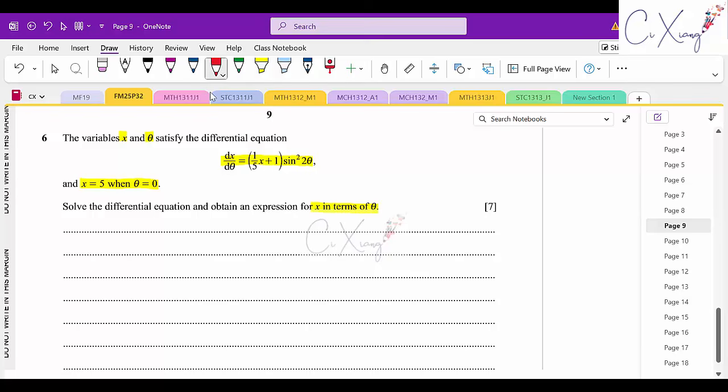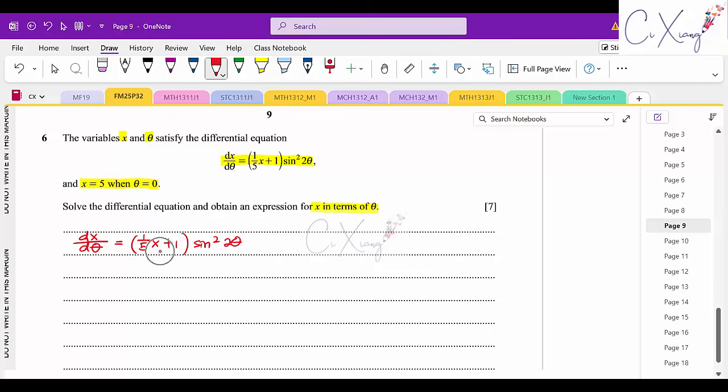Alright, so in our syllabus, the differential equations are separable variable equations. So what we should do, first step, is separate your variables. You have to group all your variable x on one side and all your variable theta on another side. Okay, so first step, I want to move the 1 over (x/5 + 1) to the left, so that I can group the dx and the variable with x on the left-hand side. Then the d theta, I want to move it to the right so that I have sin² 2theta and d theta on the right.